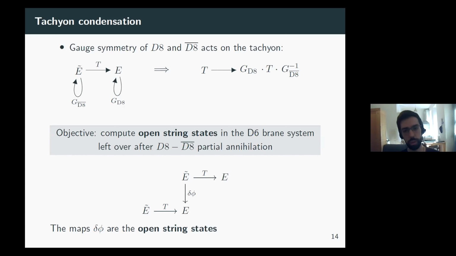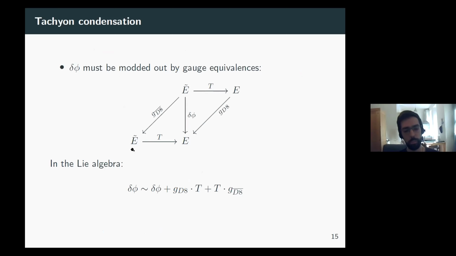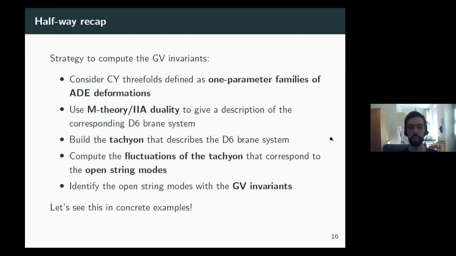And in order to perform the computation, we will have to mod them by the gauge symmetry that acts on the tachyon. This means that we have to consider this diagram that is obeyed by the fluctuations of the tachyon delta phi. And in the Lie algebra, this implies that the equivalence relation satisfied by the fluctuations is as follows here. So delta phi will depend on the gauge symmetry G D8 and G anti-D8 and the tachyon matrix itself, T.